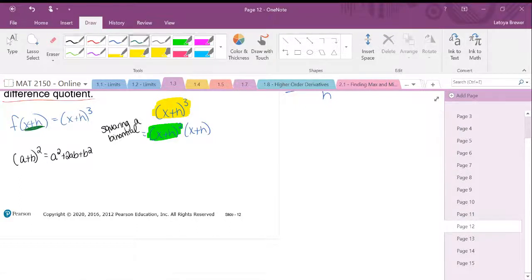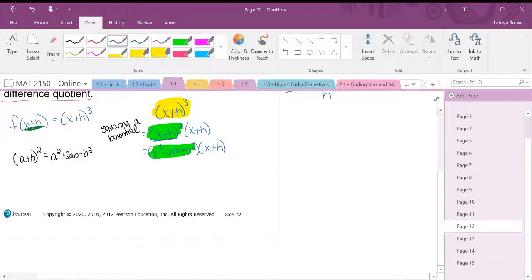So what I have written in blue here that is highlighted in green, if I follow this pattern I gave you over to the left, the expanded version will look like x squared plus 2xh plus h squared. So that I'm highlighting right now is equivalent to x plus h squared. But what I have to remember to do is still multiply that by x plus h.